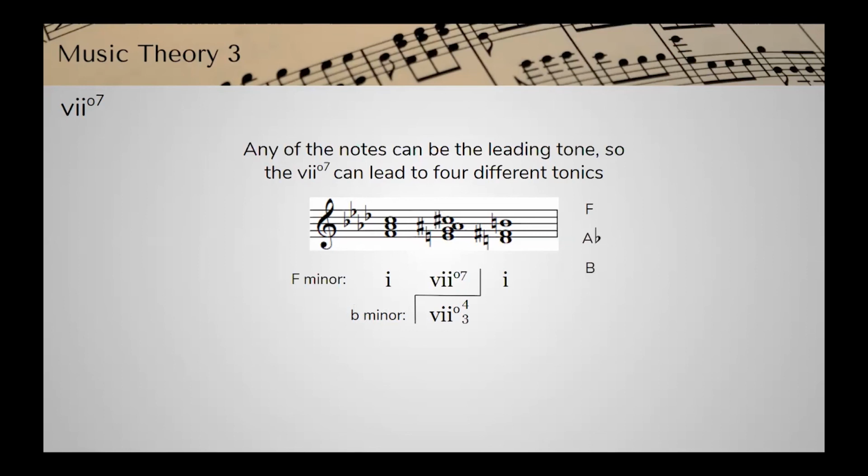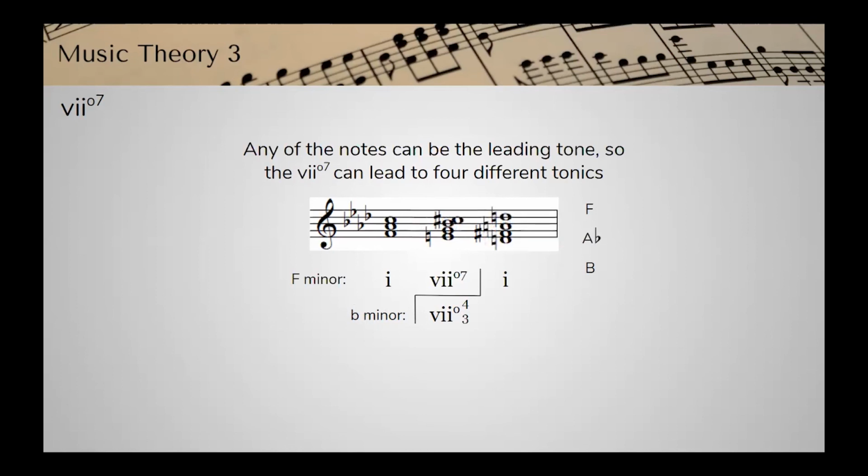So if we listen to that modulation, we start on F minor, go to our fully diminished 7, and now we resolve to B minor instead of F or A flat. And you can hear that they're all equally convincing, right? That's because those same notes work the same way in all of these keys.